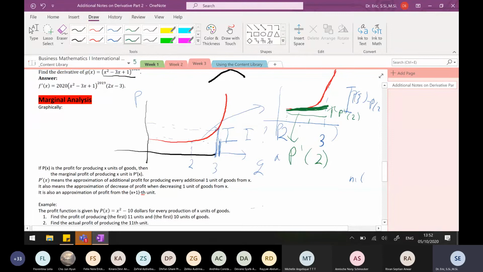So this is the profit for producing the third unit, additional profit. But this is just an approximation because the actual is this. This is the actual, this is the approximation. So P prime 2 is the approximation of P3 minus P2.